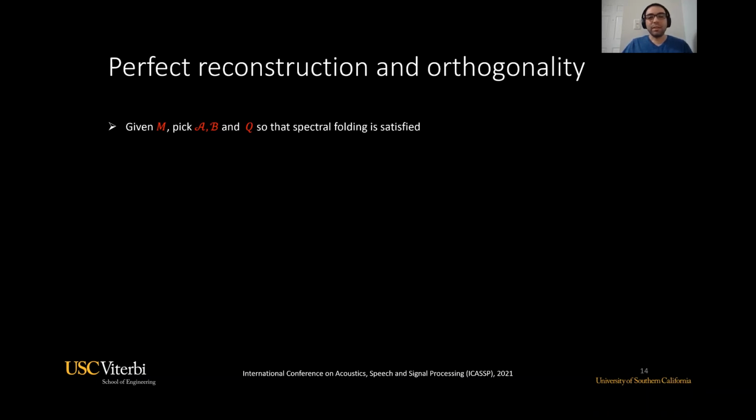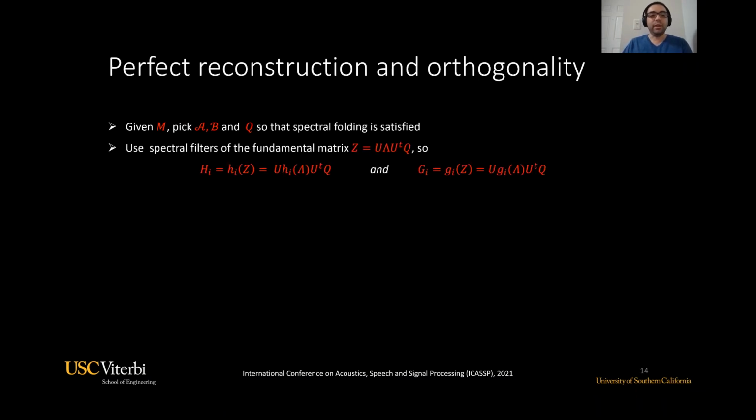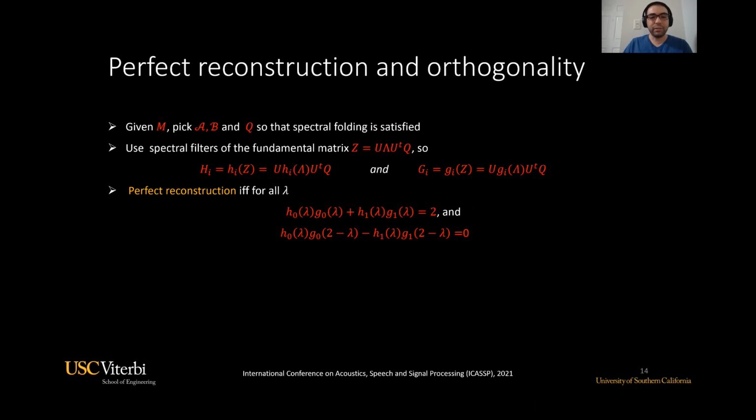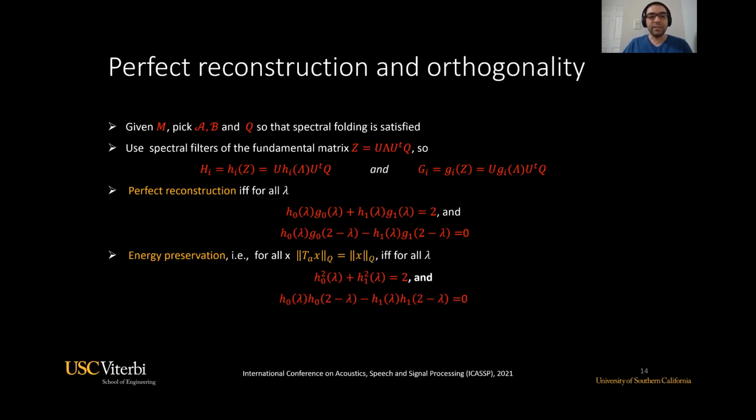Now, to apply this to construct filter banks is as follows. Let's say we're given a variation operator M. We can pick any vertex partition A, B, and then given this vertex partition, we have a way of picking the inner product matrix so that the spectral folding is satisfied. And then we use spectral filters based on the fundamental matrix C. And then we have the following results. We have perfect reconstruction if and only if these two conditions are met. And we also have energy preservation now in the Q norm if these next two conditions are met.